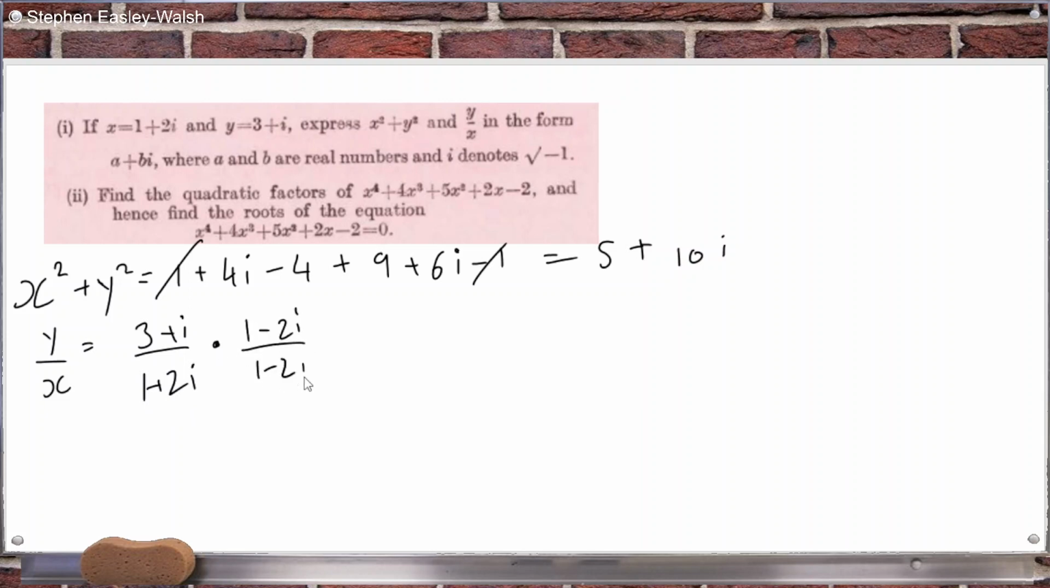Yeah, okay. And then y over x is 3 plus i over 1 plus 2i times the conjugate of the denominator. So on the bottom, I get 5 when I multiply these out. And on the top, I get 3 minus 6i plus i minus 2i squared. So that would be 5 minus 5i over 5. So that's 1 minus i. So that first part is done. And now on to the second part.